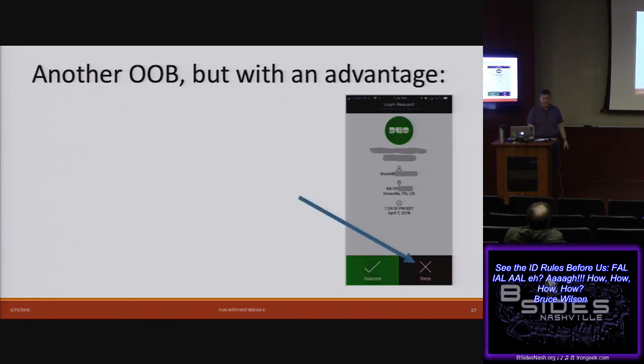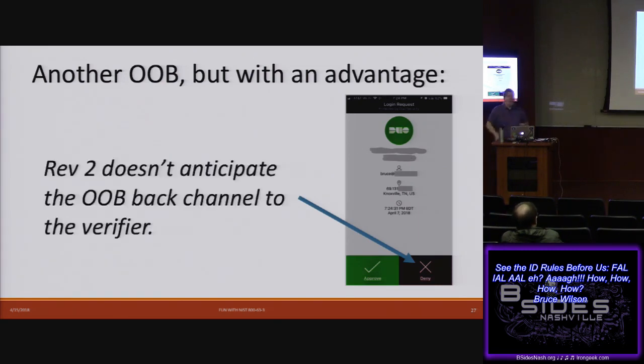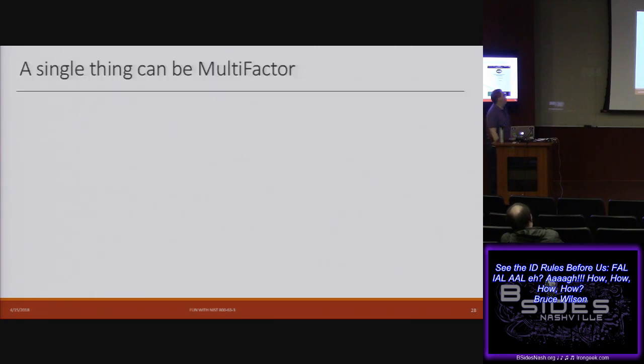But Duo built this in, and it's an interesting risk reduction, and I'm going to follow up on this point, but the user can actually say, no, that wasn't me. And this is a risk reduction that Rev 2 doesn't really anticipate, because this is an example of potentially being an LOA3 authentication, but it has some different risk profiles than other forms of out-of-band authenticators.